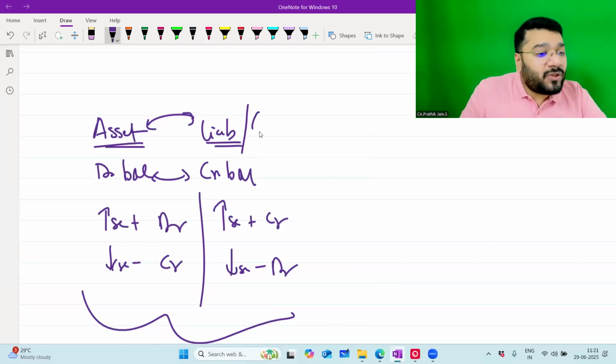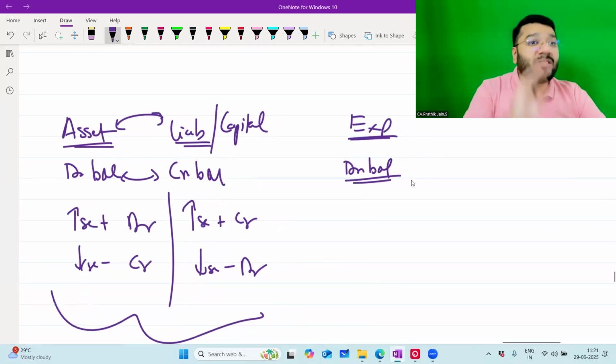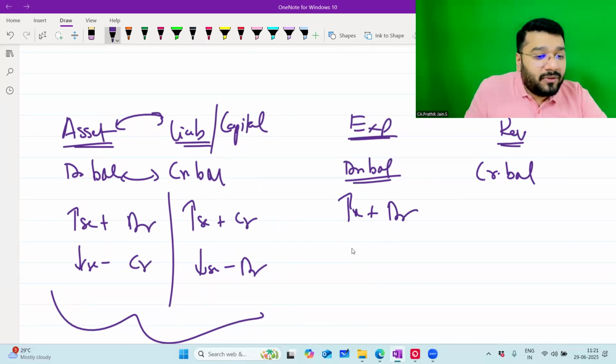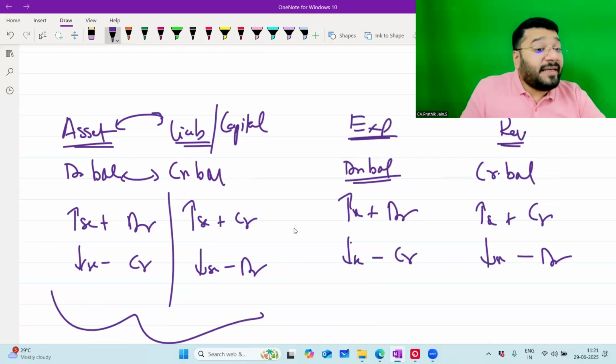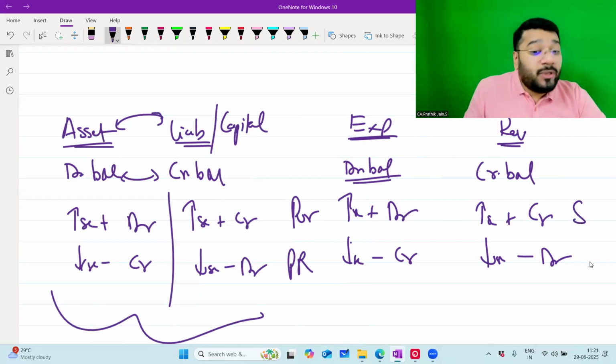Next is liability, which also means capital. Next is expense. Expense, what balance? Debit balance. How do you remember this? Golden rule: debit all expense and losses. So expense is always a debit balance. Revenue means income and gain: credit balance. To increase expense, debit. To decrease expense, credit. To increase revenue, credit. To decrease revenue, debit. Increase expense, purchase. Decrease expense, purchase return. To increase revenue, sales. To decrease revenue, sales return.